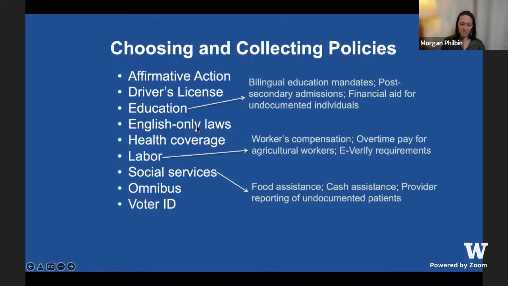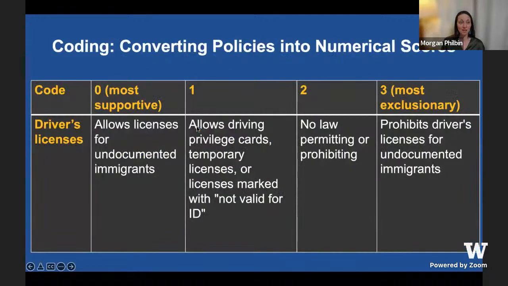And then what we did is we took all of those policies and we coded them, to convert them into a quantitative measure that we could then use in our exposure variable. So we wanted to incorporate as much nuance as possible and avoid creating a binary measure like much policy research had used before.